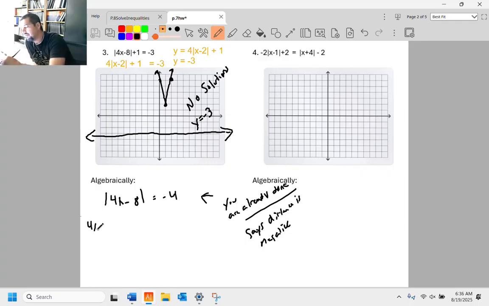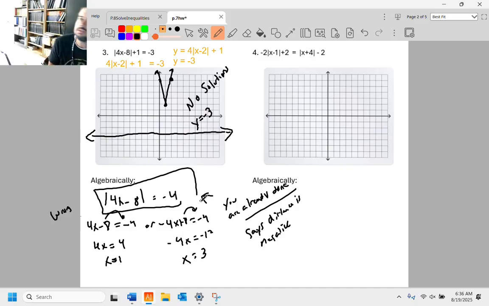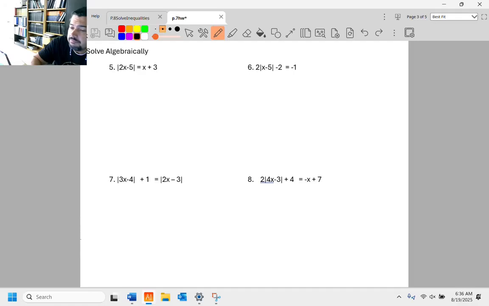But now here's what most kids do. Most kids go ahead and write the equations. And this is wrong. But they'll say 4x minus 8 is negative 4, or negative 4x plus 8 is negative 4. Of course, we add our 8, we get 4x is 4, and x is 1. Or we subtract our 8, negative 4x is negative 12, we divide by negative 4, and x is 3. It's hard for kids to realize that there's a stopping point. The stopping point was actually right there. You can't have negative distance. It doesn't exist.